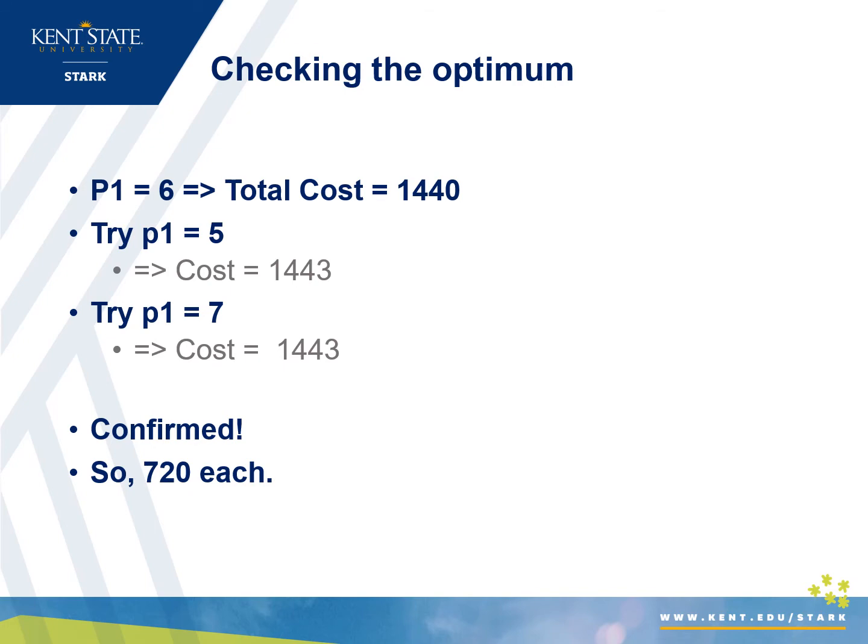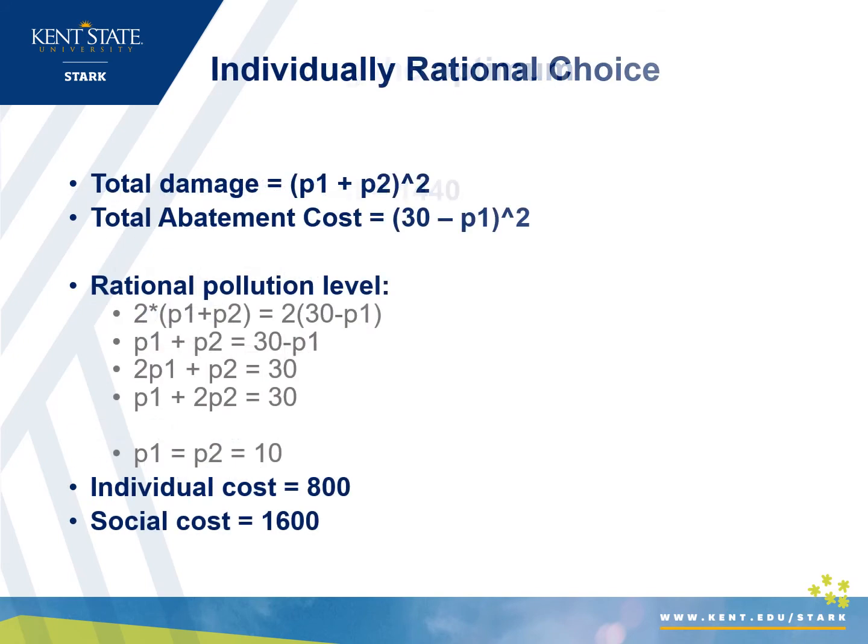Okay, so we've confirmed the optimum. If we break this up, that means that the cost for the two of them is going to be $720 each. Now I think about the individually rational choice. In this case, the amount of damage that a particular polluter is experiencing is just their own damage, so that's (P1 + P2) squared. We don't have to multiply by 2 here because I don't consider the effects on the other polluter, just on myself. Similarly, I would only look at my own abatement costs. So both of these terms would again be added together. And we're just looking at polluter 1 in this case.